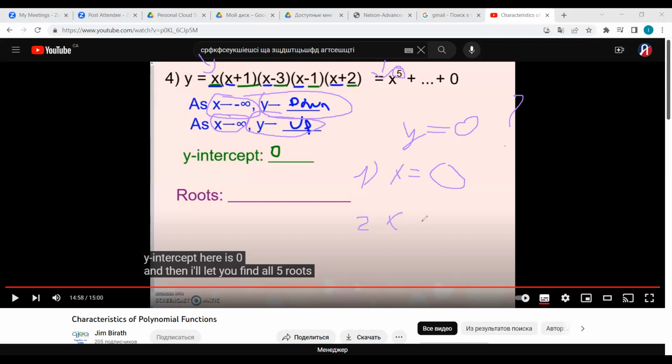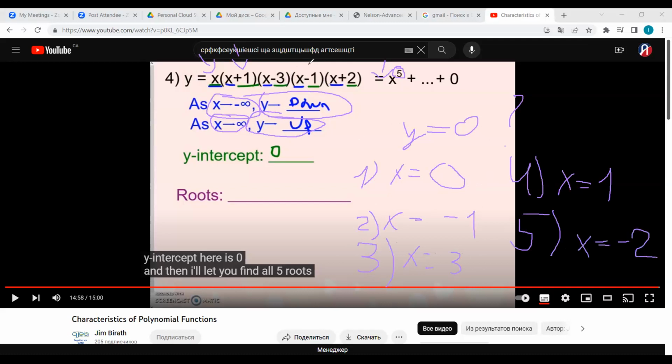Second root, when x equals -1, if we look into the second bracket, we can see x plus 1. What value of x should we substitute in here in order to get 0? Of course, -1. As well as for the rest of the brackets: for number 3, x would be equal to 3 because x minus 3. For number 4, we would have x equals 1 because x minus 1. And for number 5, we would have x equals -2 because in this bracket we have x plus 2.